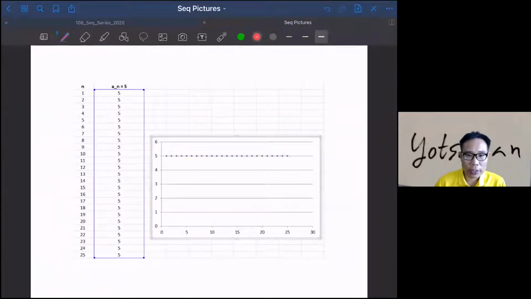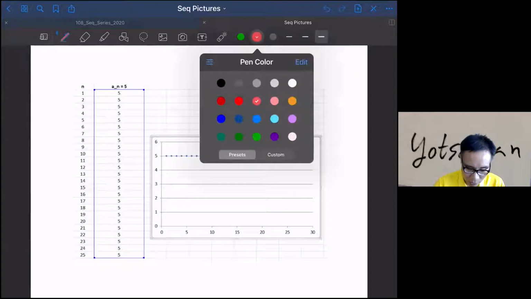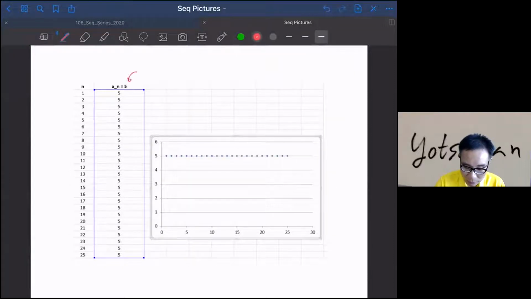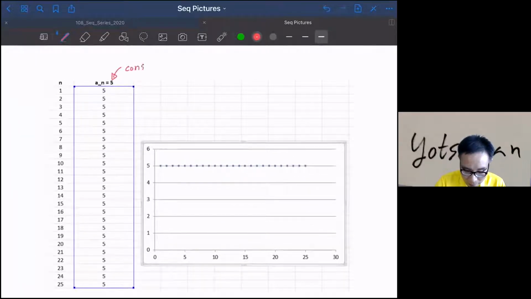The thing that you see in the sequence picture here is a_n equal to 5. It means that you have n equal to 1, n equal to 2, n equal to 3, and you're going to have the value of a_n turn out to be 5. This one is just a constant sequence.